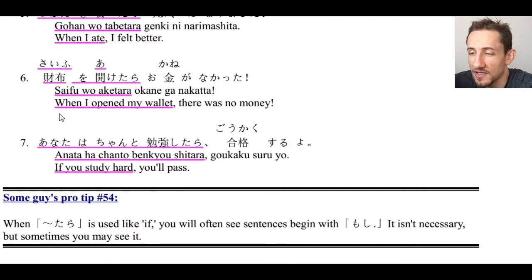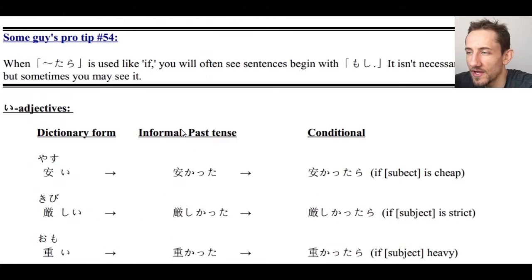And number 7. あなたはちゃんと勉強したら合格するよ. If you study hard, you'll pass. And this is a really good word to learn, ちゃんと. You can say, for example, あなたは勉強したら合格するよ. So if you study, you'll pass. But ちゃんと means like if you do it right, if you do it the way you're supposed to. ちゃんと勉強したら, you'll hear this word a lot. ちゃんと. So anyway, now we'll move on to our i-adjectives.